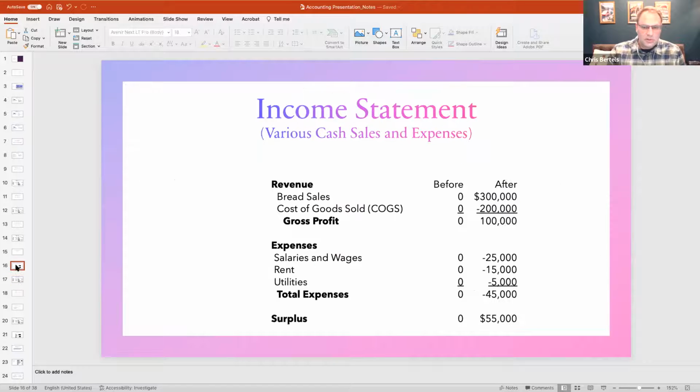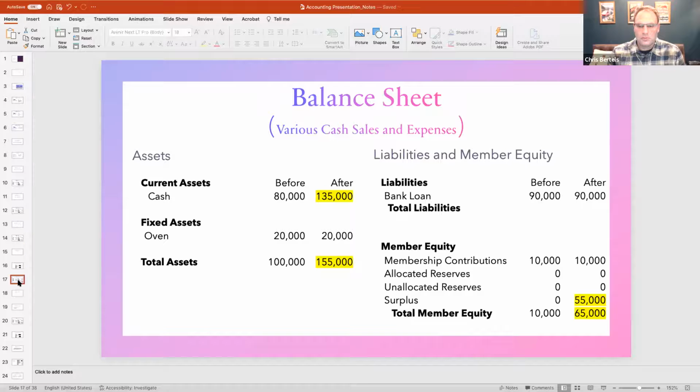Okay, so these are the cash expenses recorded on the income statement, and those all basically impact mostly the activities with the customers or the cash outflows that relate to the bread sales. Okay, so there was $80,000 of cash, and then if you remember, the surplus was $55,000. So now there's $135,000 in cash.